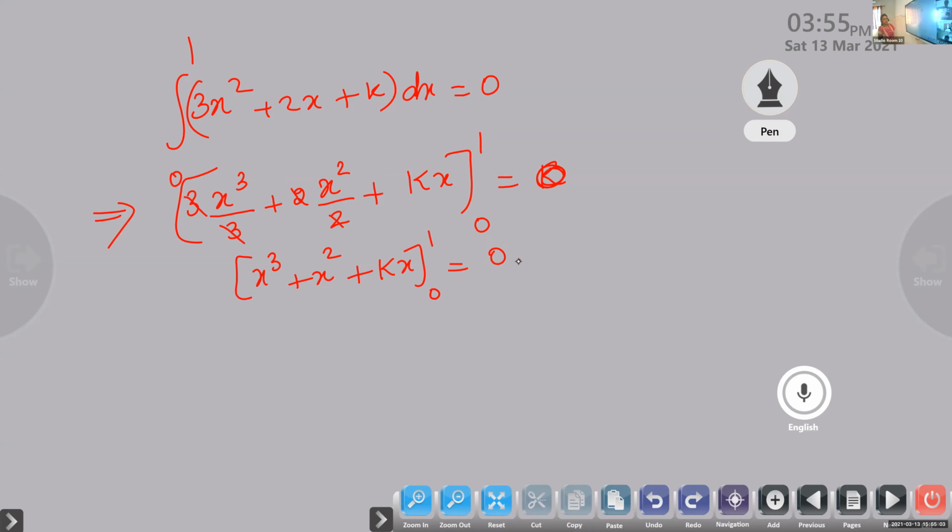Now apply the limits. Upper limit minus lower limit. When you put x is 1, we get 1 cube plus 1 square plus k into 1. If you put 0, everything will become 0. So 2 plus k is 0. So what is k? K is minus 2.